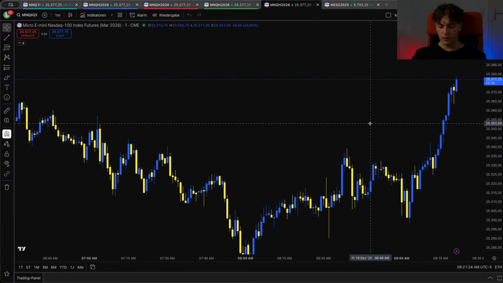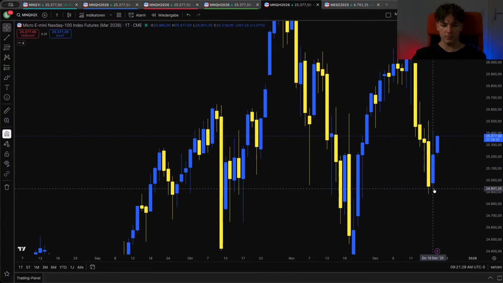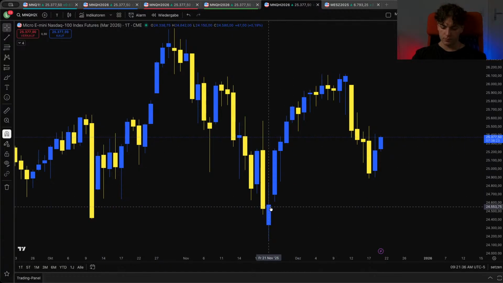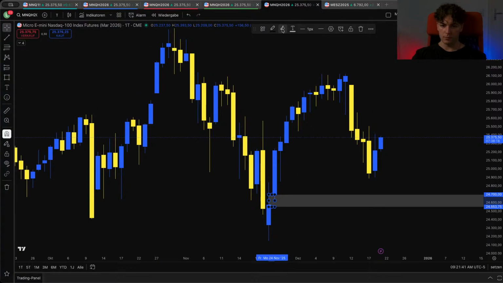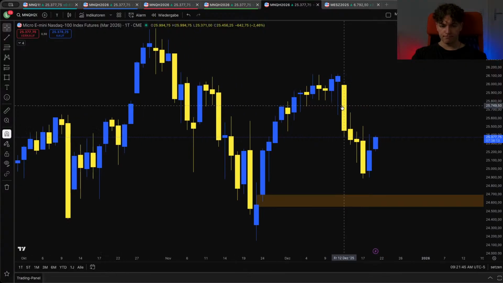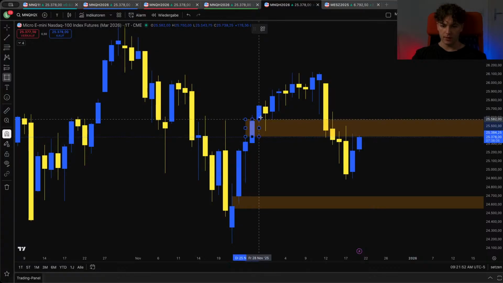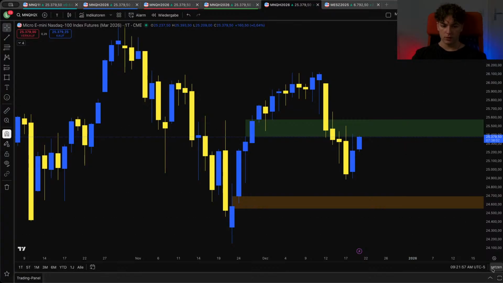As always, we start at the daily to determine our higher time frame bias. As outlined in previous live streams, I'm looking for this volume imbalance to be traded down into, and I'm expecting price to actually use this fair value gap. Oh, we have to adjust.